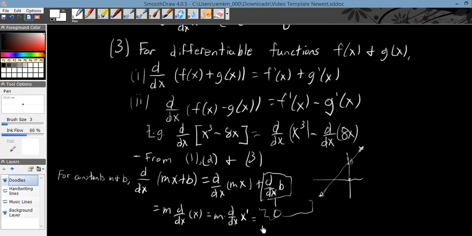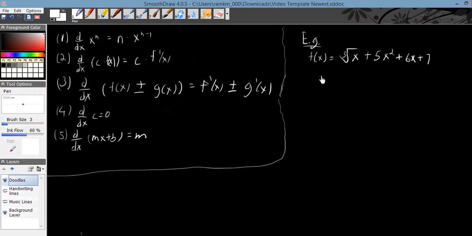So this is m times 1 times x to the 0th power, right? So that is just m times 1 times 1, and it's m. So as we would expect, we do get a constant value of m for the derivative, a line with slope m.